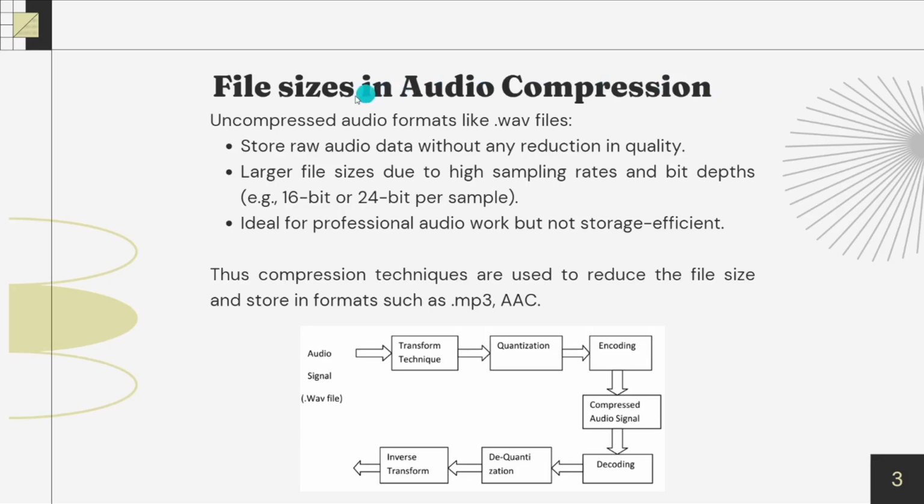We usually store the uncompressed audio formats in .wav files. These store the raw audio data without any reduction in quality. These also have larger file sizes due to higher sampling rates and bit depths, which refers to the number of bits used to represent the amplitude values of an audio sample. For example, 16 or 24 bits per sample. This is ideal for professional audio work but not for storage efficiency. Here we have a flowchart which shows the compression process of a .wav file.